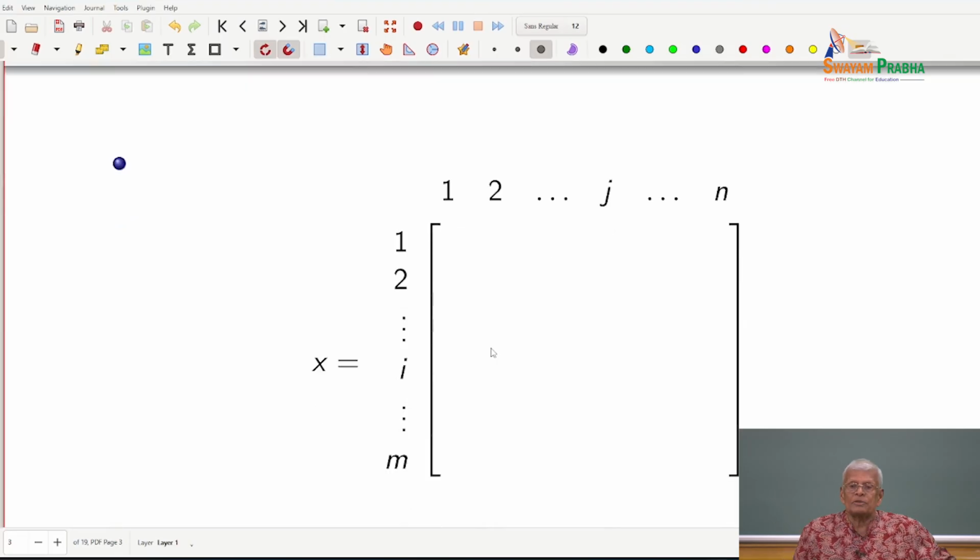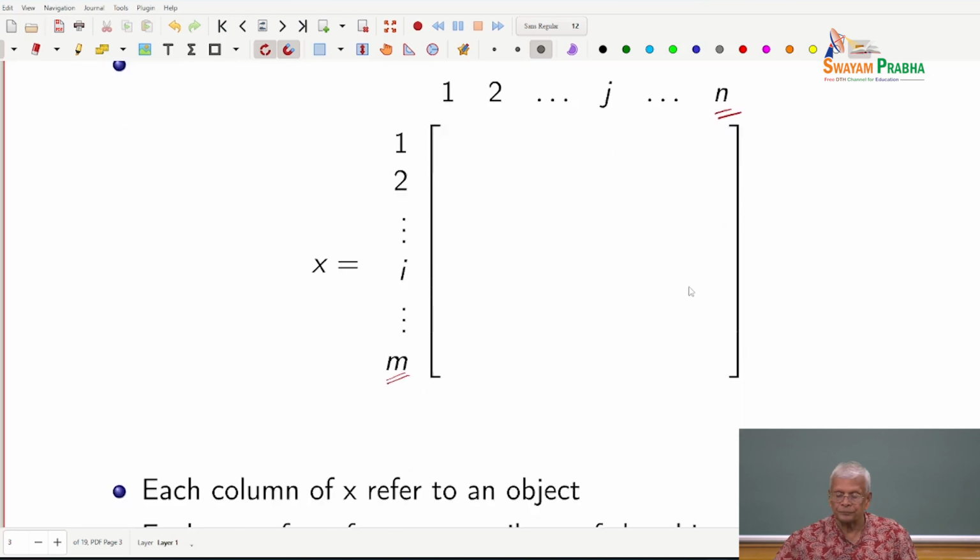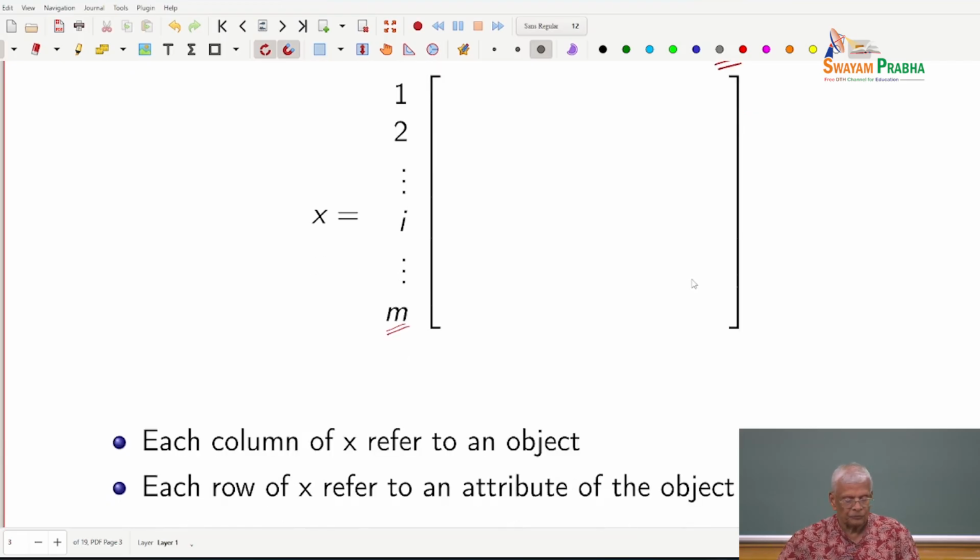So the starting point for sample-based analysis, PCA, which is also called empirical orthogonal function, starts with a matrix X. X has m rows and n columns, so it is an m by n matrix. M could be very large, n could also be large enough. Here, each column represents an object. Each row represents an attribute.